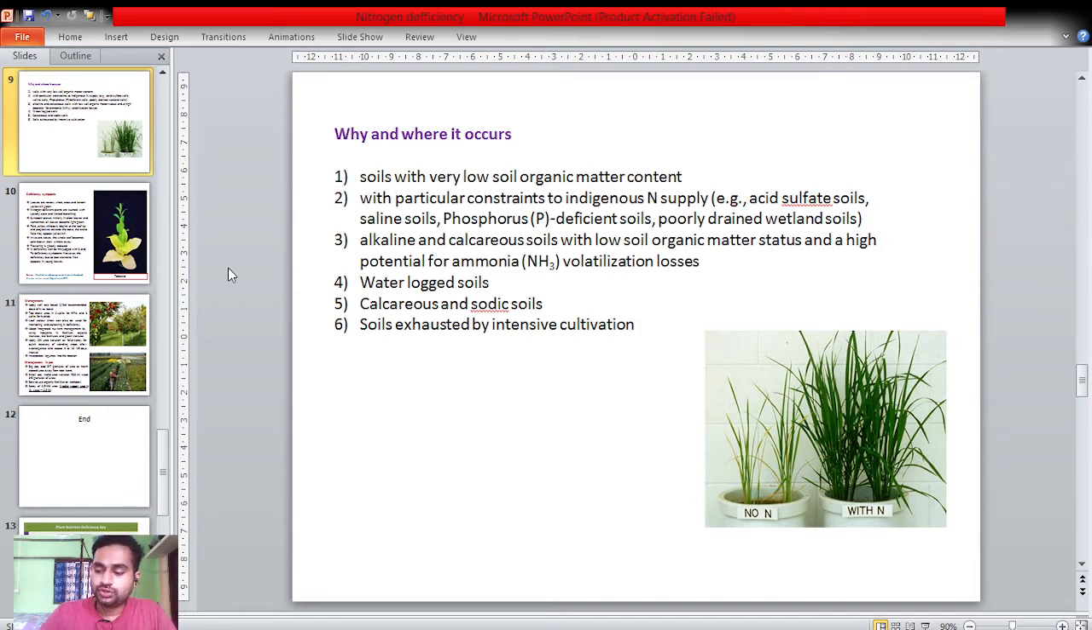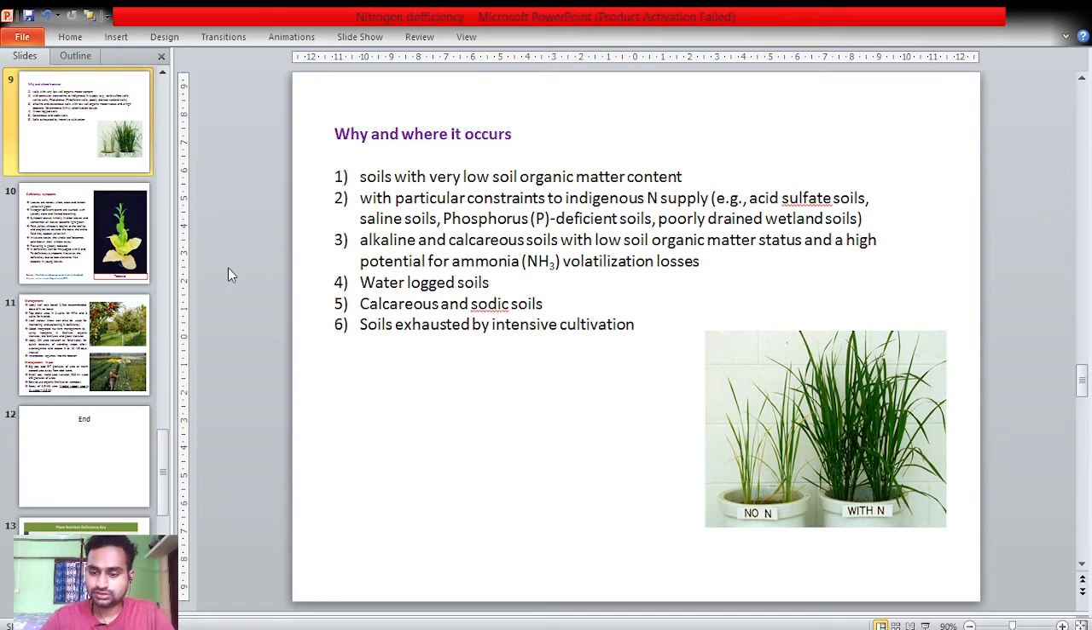And sometimes, due to excessive cultivation practices, there is loss of nitrogen over time, and it may also cause the deficiency in the upcoming crops. So these are some of the reasons for the nitrogen deficiency.